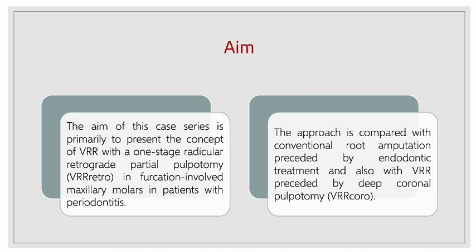So the aim of this case series is primarily to present the concept of vital root resection with a one-stage radicular retrograde partial pulpotomy in furcation-involved maxillary molars in patients with periodontitis, highlighting clinical and economic aspects. In addition, the approach is compared with conventional root amputation preceded by endodontic treatment, and also with vital root resection preceded by deep coronal pulpotomy.